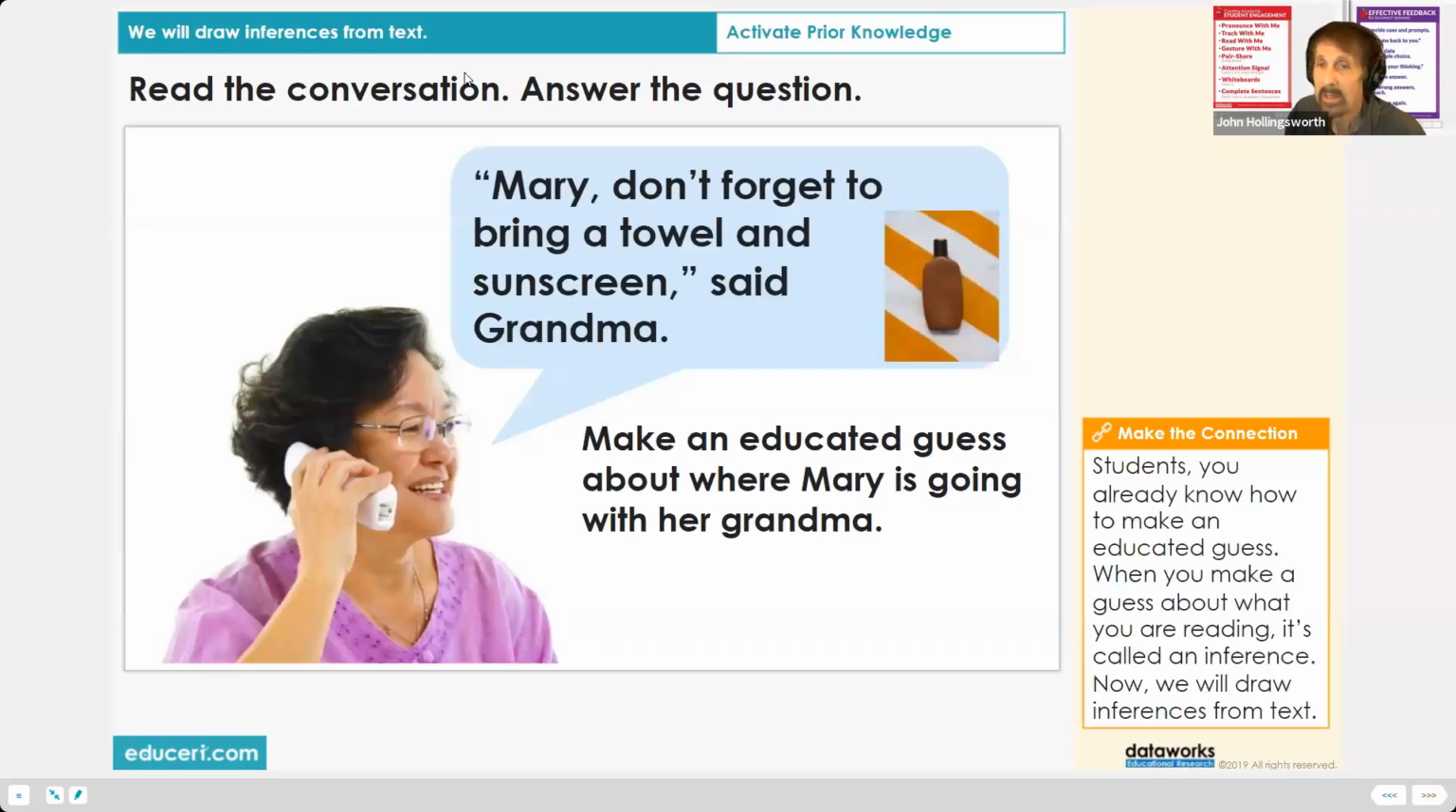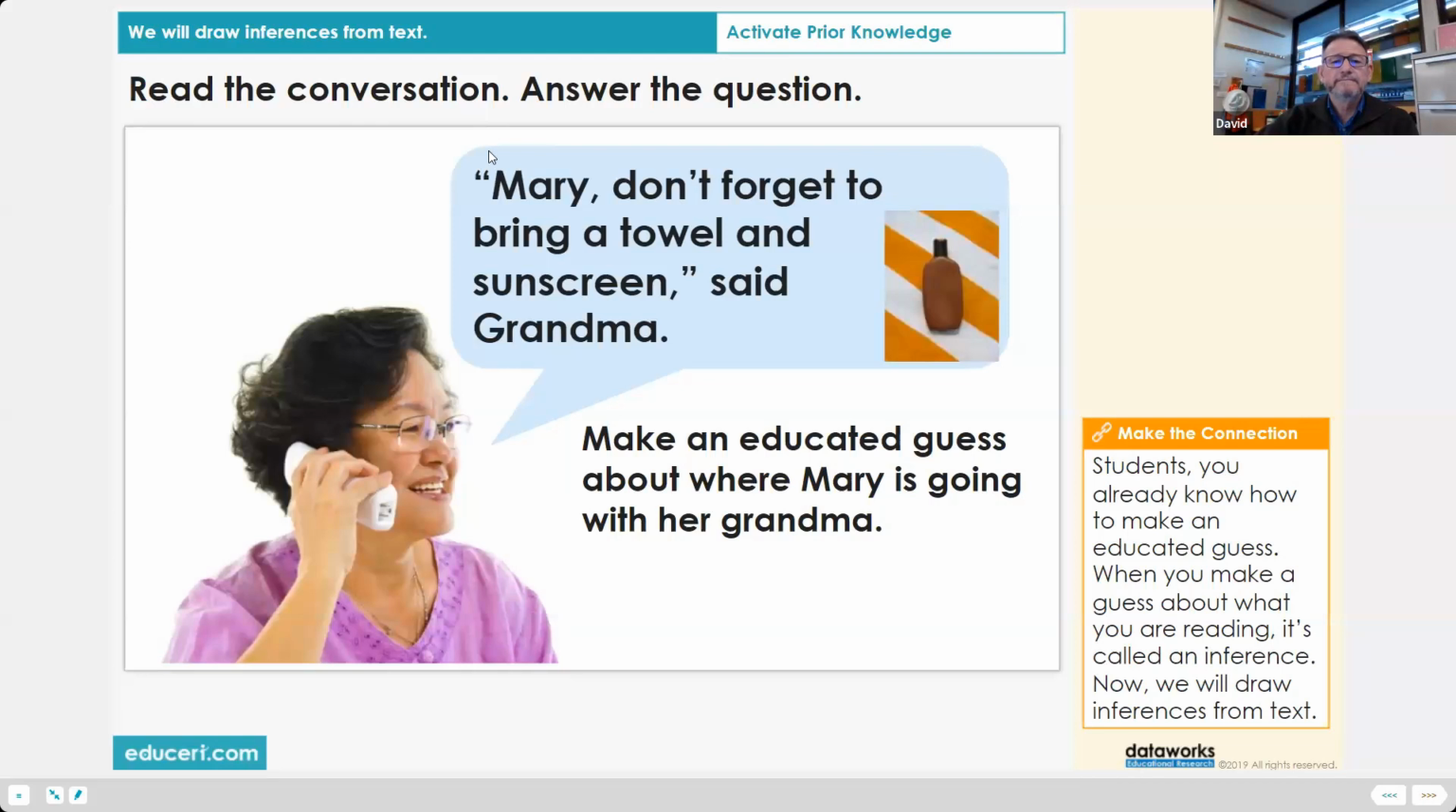Okay, so this is the activate prior knowledge. Now, this is to get the students ready. They do know something about inferences. They do not know the word inferences, but they do know the idea of it. So we're going to get the idea across. Now, we're going to have the students read this. You can decide whether you need to pre-read or not, or whether we can just read it. Okay, so students, we have some instructions here. Let's read it together. This word is conversation. Can you say that word?